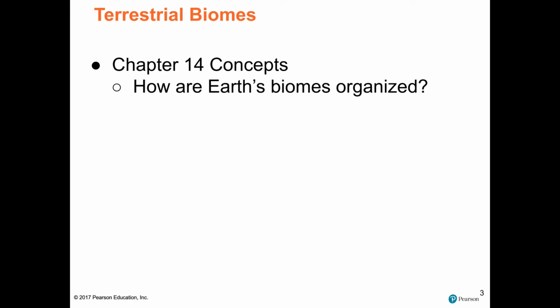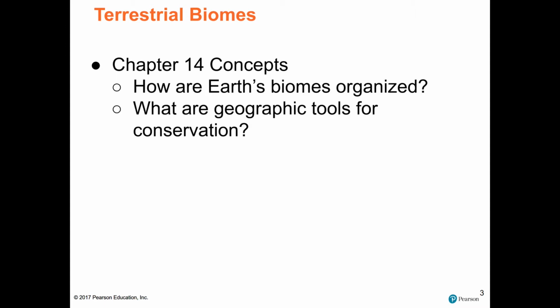So what are we going to talk about? How are Earth's biomes organized? Well, the answer is just like climate, based on temperature and rainfall. That's pretty much it. What are geographic tools for conservation? That's an easy one. That's island biogeography, or conservation island biogeography. How are soils classified? Well, that's interesting. It's a combination of what made them and what they are. So I'd say soils are classified based on how they're made and what they are.